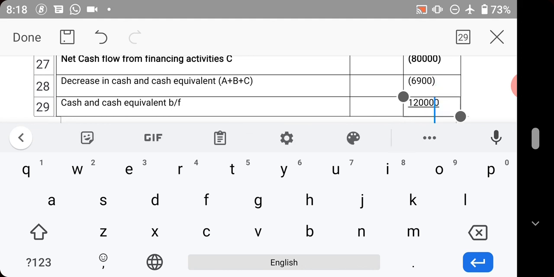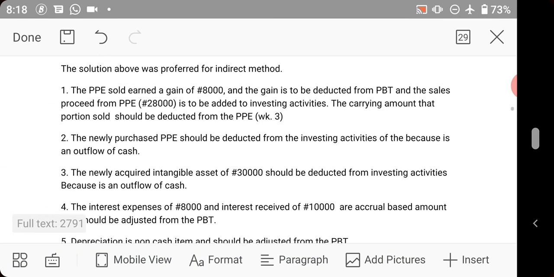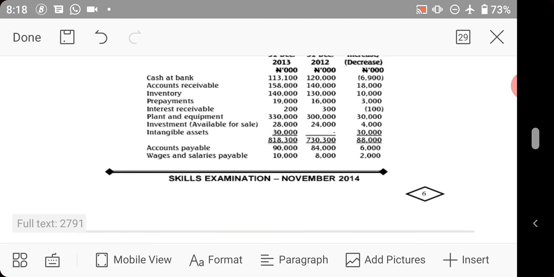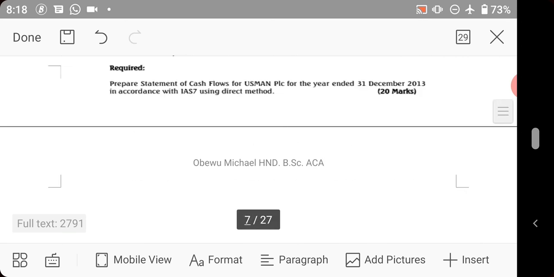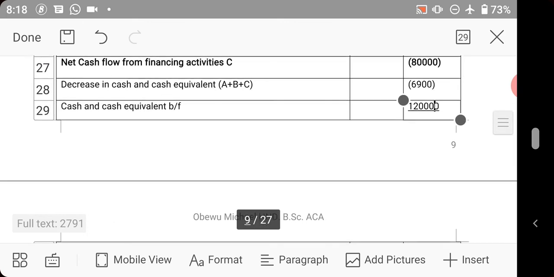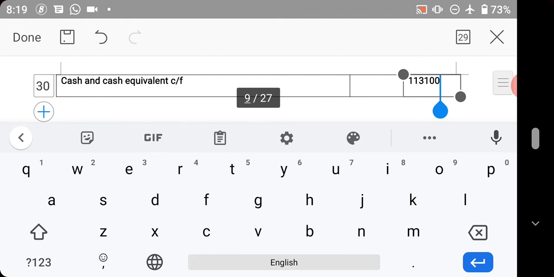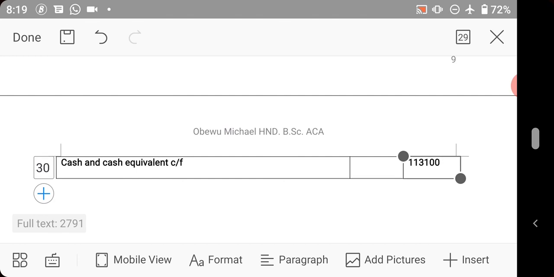So now we have cash and cash equivalent brought forward, which was given to us in the question. Let me go and show you. You can see it here. Cash at bank at the beginning of the year is 120. At the end of the year is 1,300. So you come back, add this to give 1,300, which is the same as the closing value of cash at bank. So this is how our cash flow question was solved.